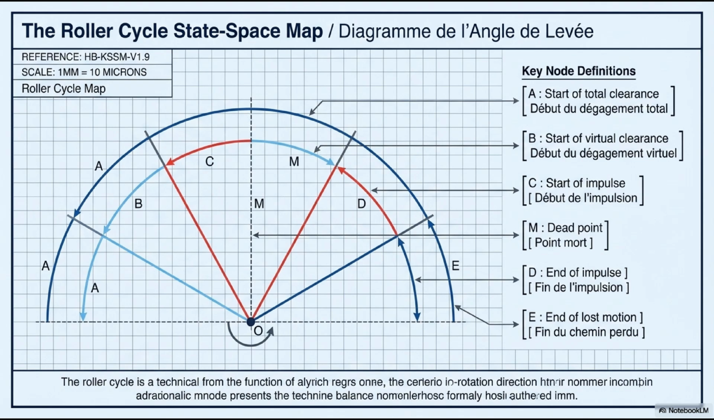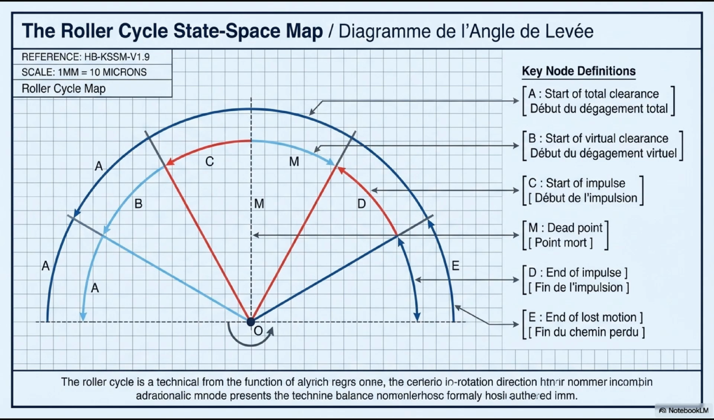Node B, start of virtual clearance, début du dégagement virtuel. After initial contact, a brief interval takes up slack. B marks where substantive unlocking motion begins. Node C, start of impulse, début de l'impulsion. The tooth has cleared the locking tip. The escape wheel is free. Energy delivery begins. Node M, the dead point, mort. The exact angular equilibrium of the balance. Impulse is symmetric about this point, half before, half after.